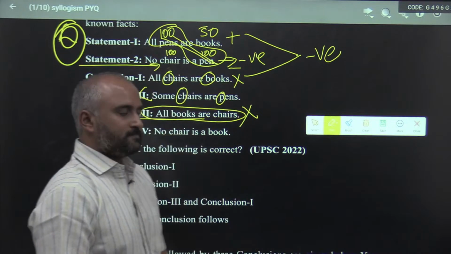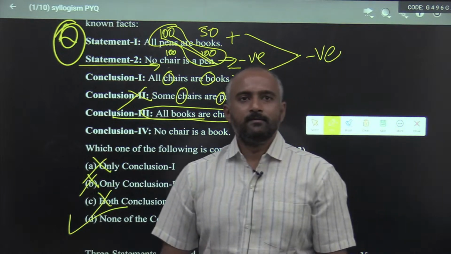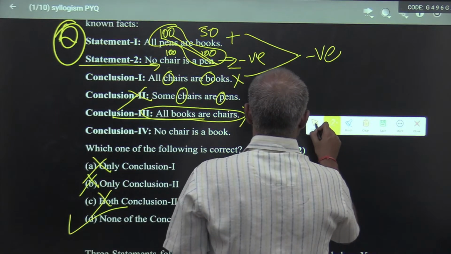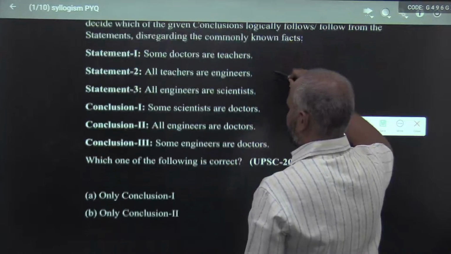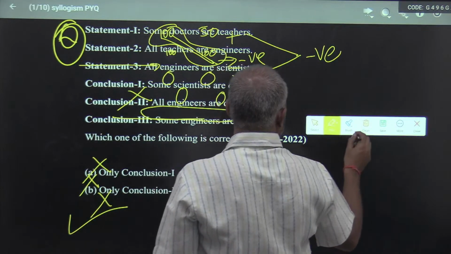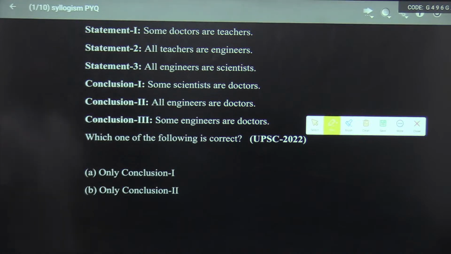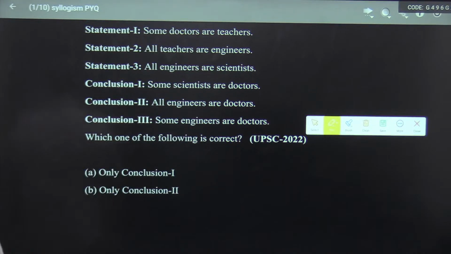Is this clear? Any doubts? Let's go for the next one. Same statements. Take a minute again.